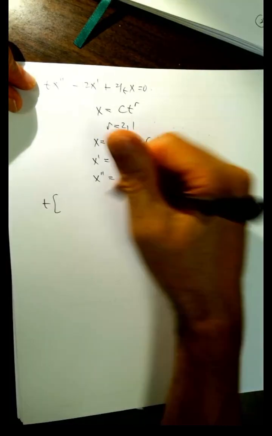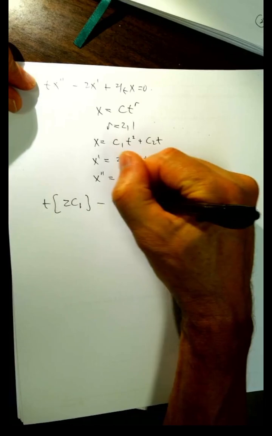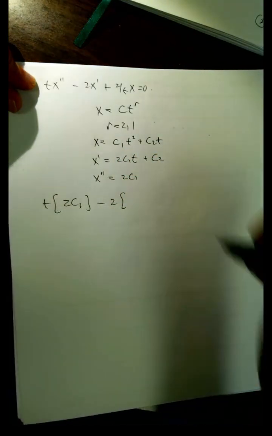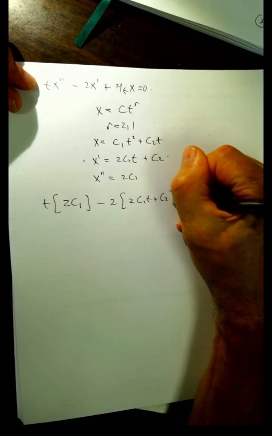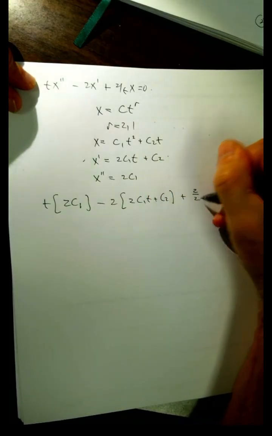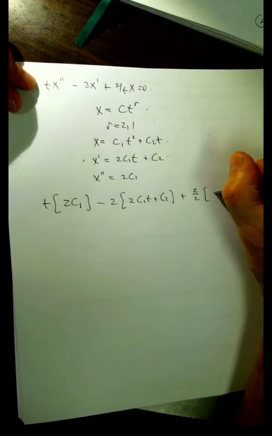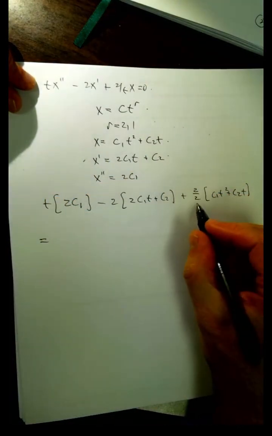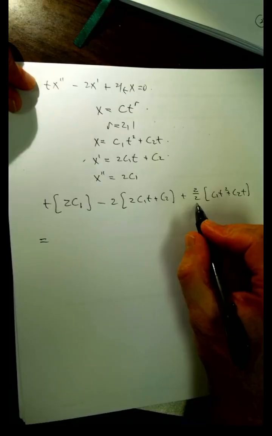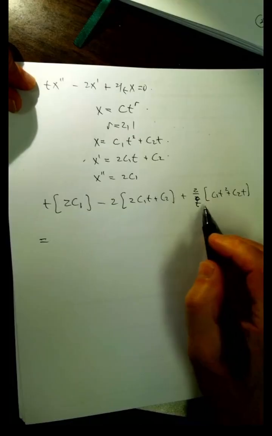Plug that into my equation. So t times x double prime is t times 2 times c1, minus 2 times the first derivative, which comes from this term, is 2c1 t plus c2. And then plus 2 over t x, and then we said x is c1 t squared plus c2 t. So let's expand everything out. What's wrong here? Yeah, that should be 2 over t. I wrote that down wrong.